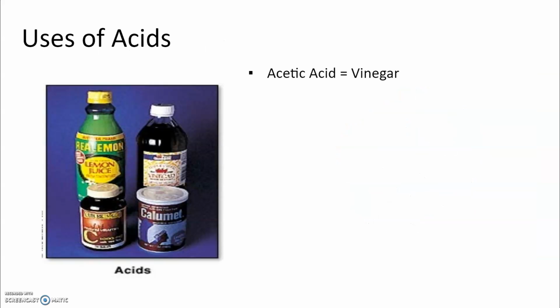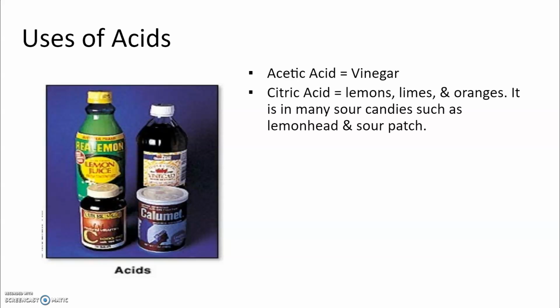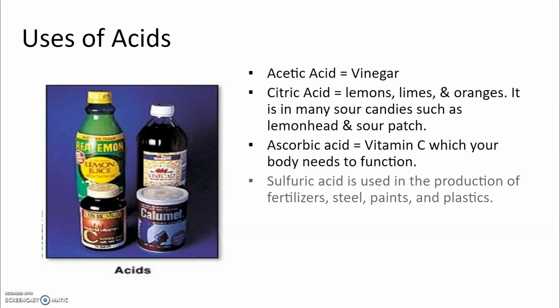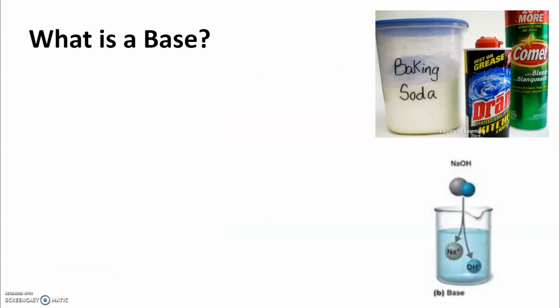Acids are super useful though. Acetic acid is vinegar, which we use for a lot of different stuff. Citric acid, also useful and delicious. Ascorbic acid is vitamin C, and your body needs that to function, so it's kind of a big deal. Sulfuric acid is used in a lot of production and manufacturing of fertilizers and steel and paints and plastics and stuff that we use kind of day to day. Car batteries, think about battery acid, that's important.